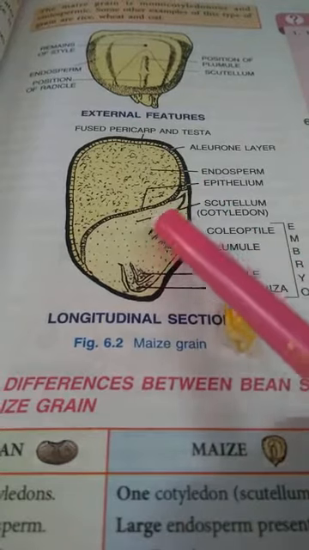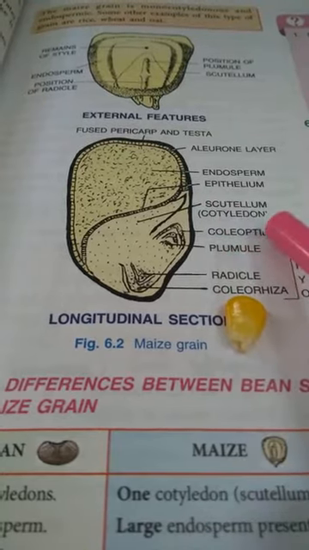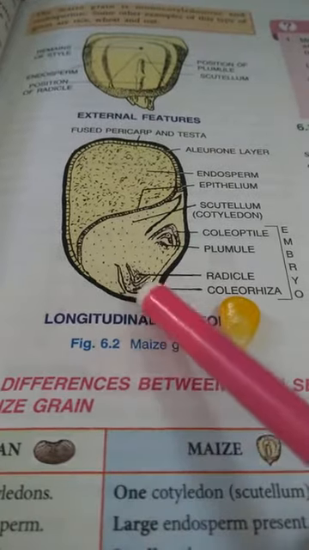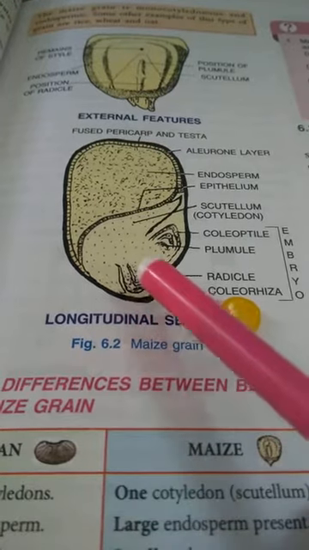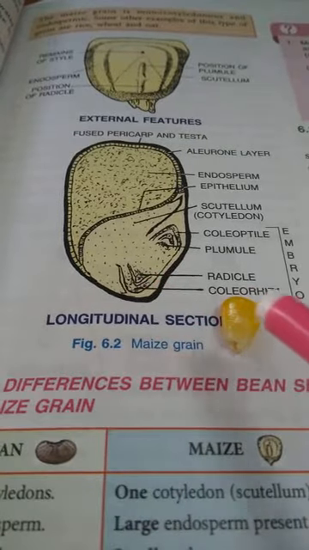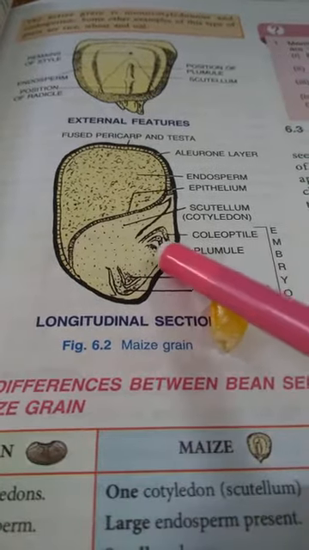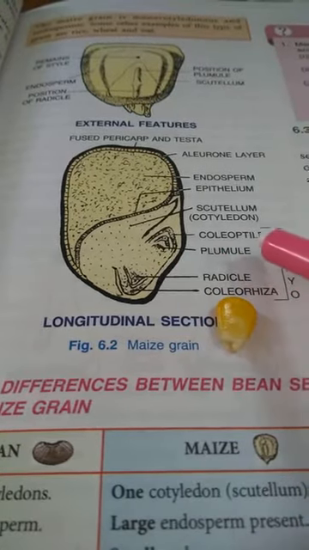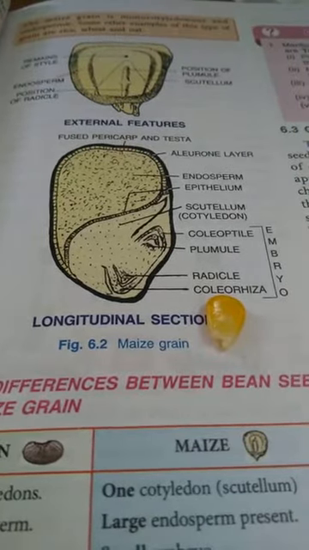You can see this portion is the cotyledon, and this one cotyledon is called scutellum, right? This pointed portion indicates the presence of the radicle, which gives rise to the root system. So the radicle is present here at the pointed portion, and it is covered by a protective sheath. This protective sheath is known as coleorhiza. And the plumule is also covered by a protective sheath, known as coleoptile. So maize grain is a monocotyledonous and endospermic seed.